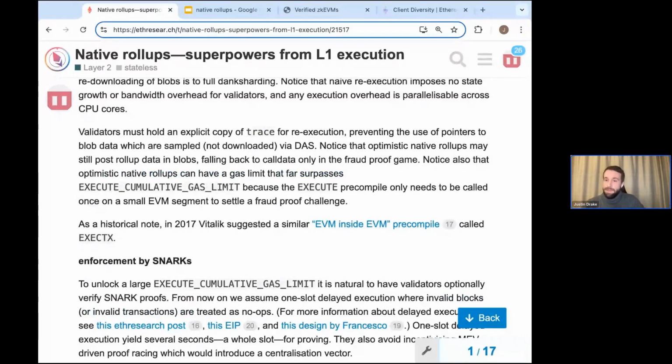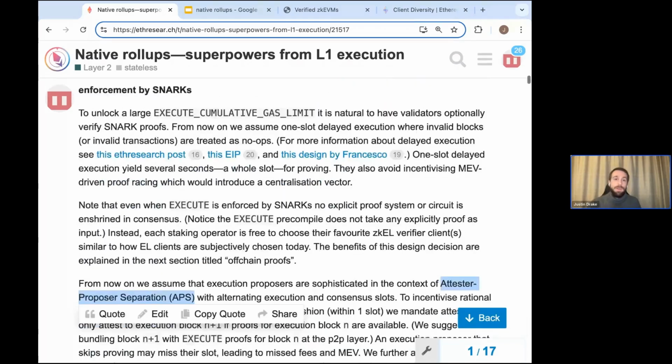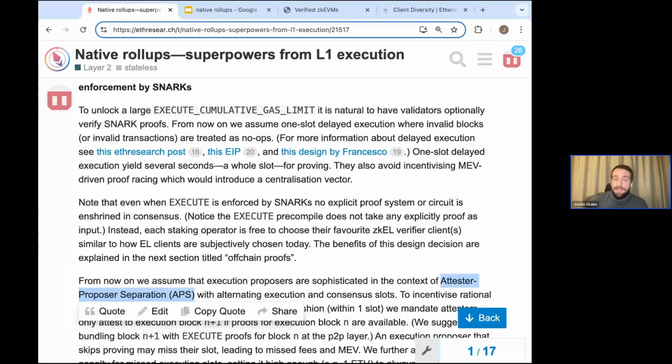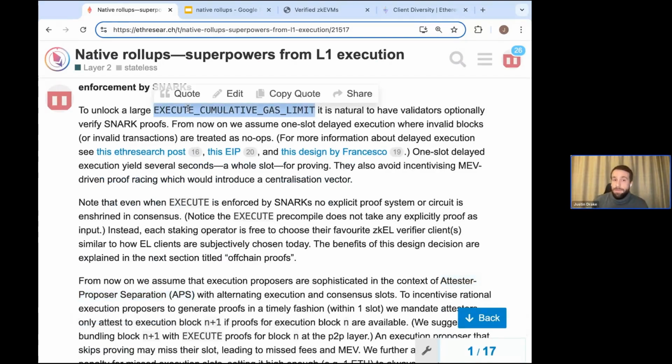And then if we want to enable the enforcement by SNARKs, we can start raising the gas limit without a hard fork, right? Because one by one, some of the validators can basically update their setup to start verifying with SNARKs. And once the community, the social layer, believes that it's safe to start increasing the gas limit, because most of the weak validators are verifying the execute precompile using SNARKs, then we can just all vote to increase the gas limit.